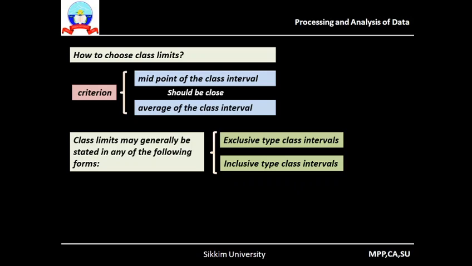Here let us learn about how to choose the class limit. The criterion is that the midpoint of the class interval should be chosen in a manner that it represents the average of the class limits, or it should be close to the average of the class limits. This is the criterion for choosing the class limit. Now, as we have already learned, we can adopt either exclusive, inclusive, or actual class limits for classifying the data.